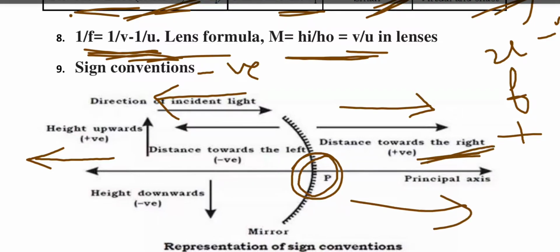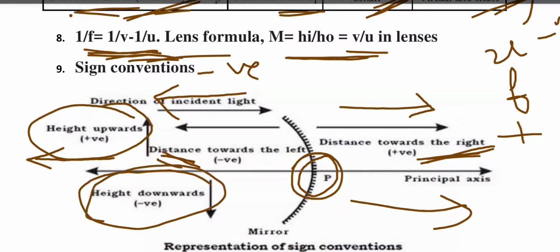Distances toward right are taken as positive. Distances towards left are taken as negative. Height above the principal axis is taken as positive. Height below the principal axis is taken as negative. So if you know these concepts, it will be very easy for solving problems. So remember all the tables and remember the sign conventions. Now let us solve problems. First I will solve examples, then I will move on to textual questions. Later we will be solving exercise questions.